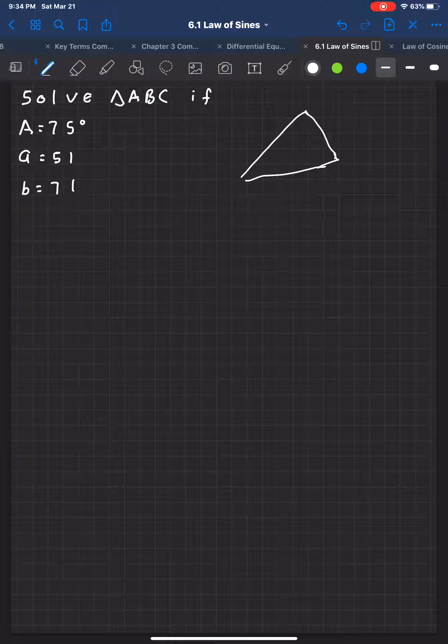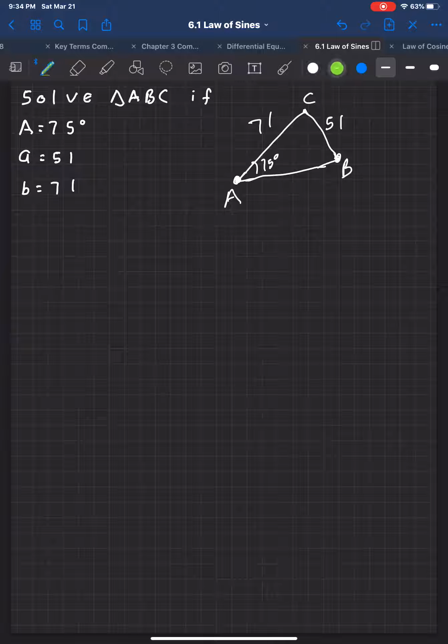All right, so I'm going to assume that you actually listen to me. And I'm going to go ahead and label everything. So in this case, A is 75 degrees. Little a is 51. And we'll go ahead and say this is angle B, this is angle C. So little b is 71. I just want it to look like the ones that I drew out in the previous pages.